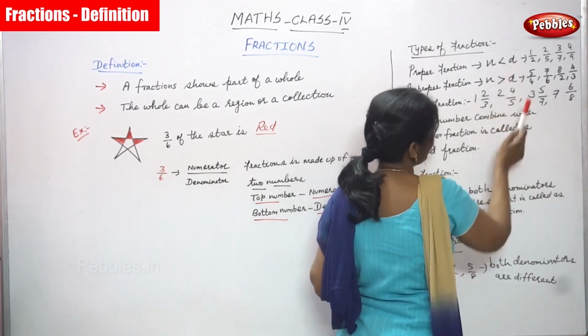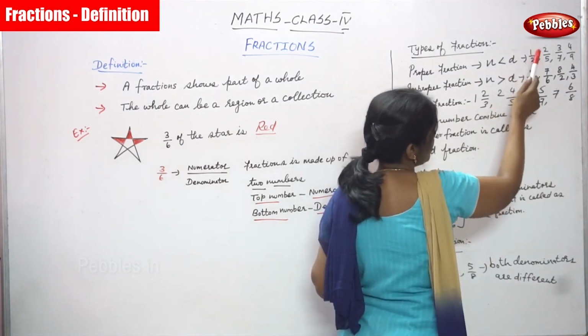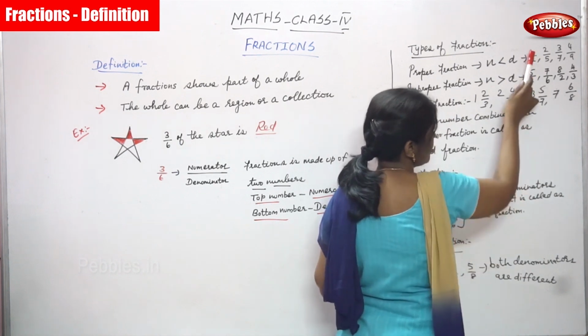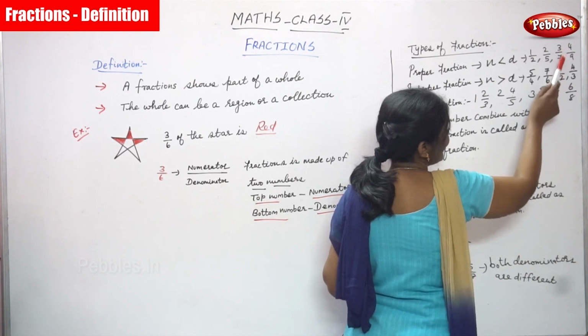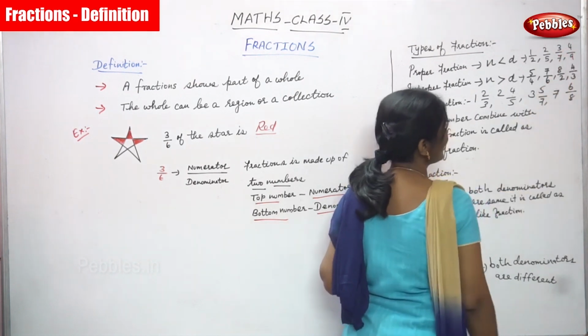Less than the denominator. So in 1 by 2, 1 is the numerator and 2 is the denominator. 1 is always less than 2. In 2 by 5, 2 is less than 5. In 3 by 7, 3 is less than 7. In 4 by 9, 4 is less than 9.